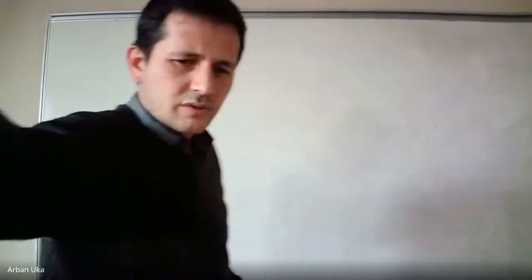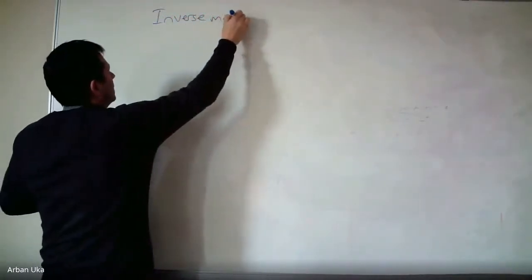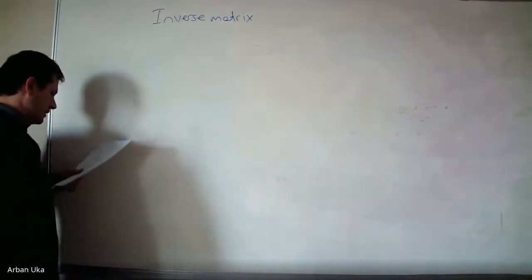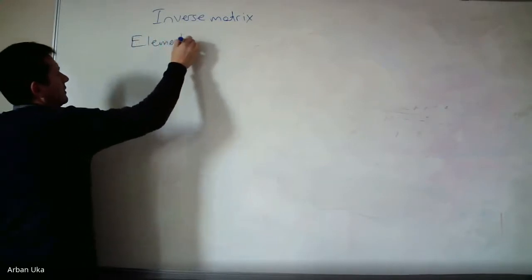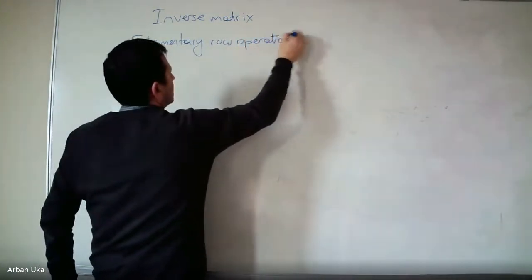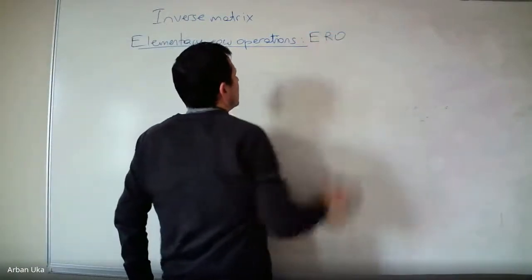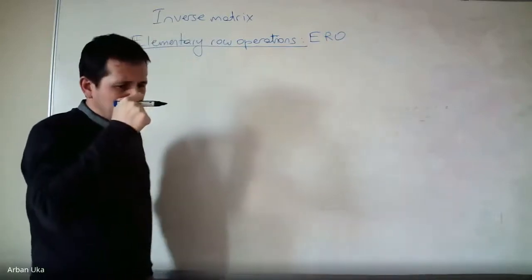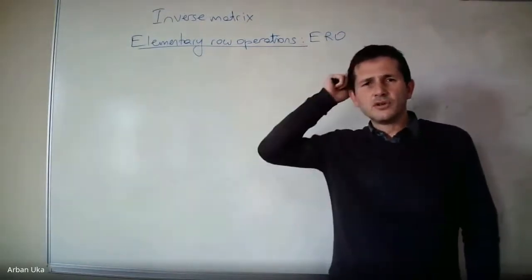We're going to talk, as we said before, about inverse matrices. But before we start with inverse matrices, we're going to talk first about the elementary row operations, or ERO as we can call them. These are the operations which we use to find the reduced row echelon form.